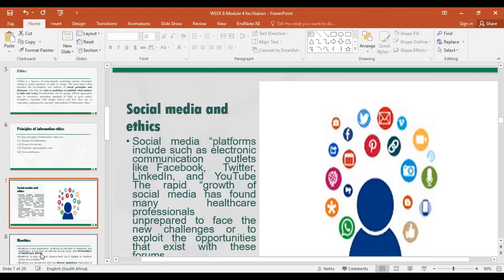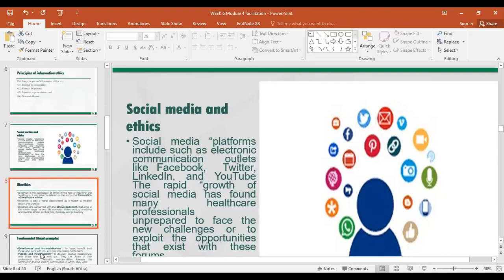And you see that when you go to Facebook, Twitter, and YouTube, there are means of communication outlets. And we see that social media and ethics is becoming an issue now. Why it's becoming an issue is because the rapid growth of social media found many of us healthcare professionals unprepared to face the new challenges or to exploit the opportunities that exist with these forms.